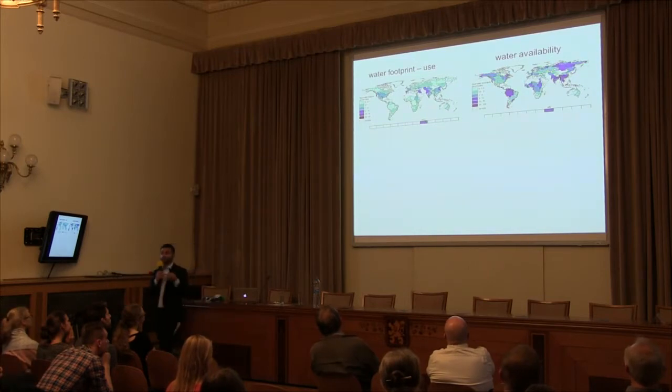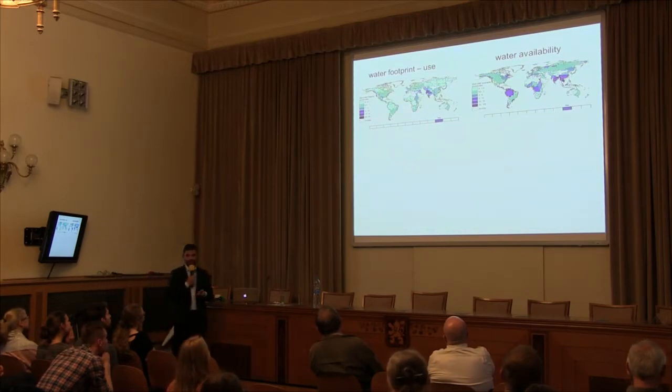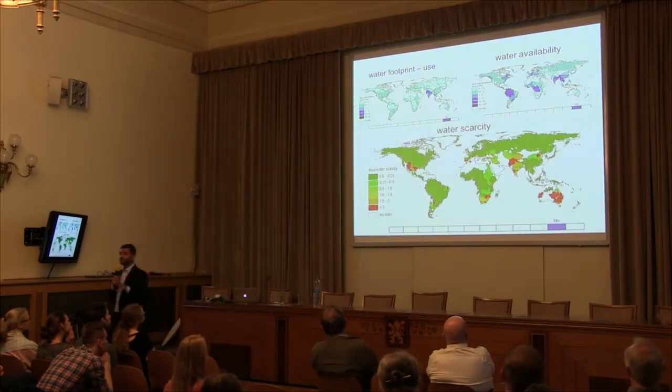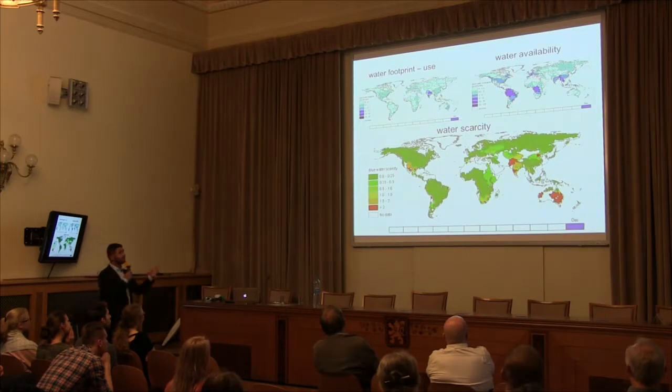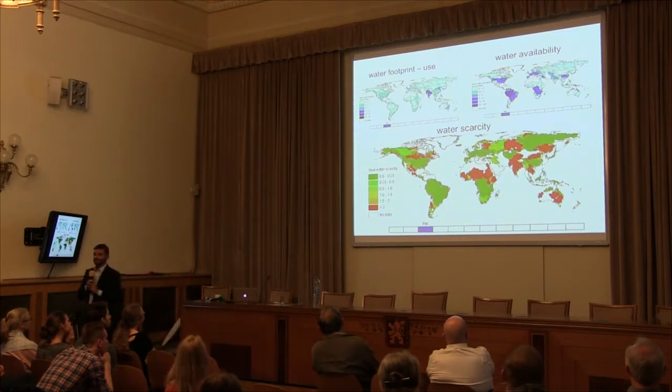So if you divide water availability by water use, you come up with an indicator called water scarcity. So this is a change of the water scarcity. Green means water scarcity is low. Yellow to red means water scarcity is high. So you can see that per month it changes wherever in the world.